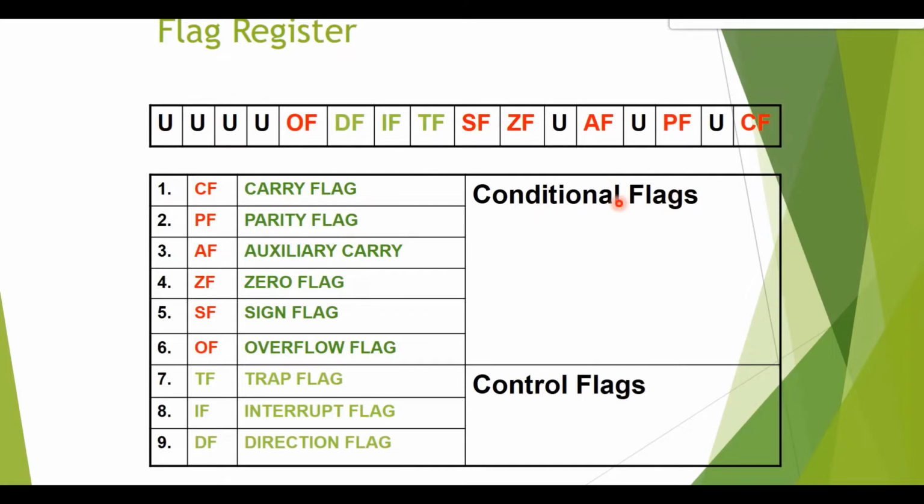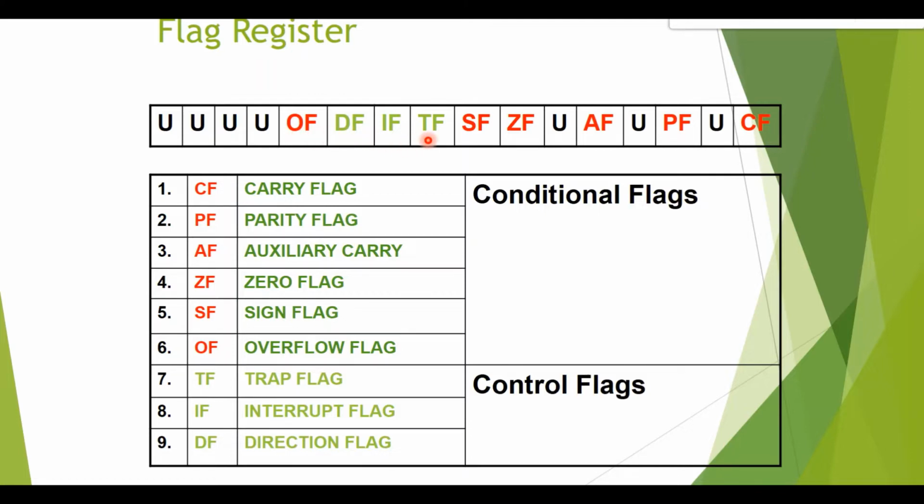So in the conditional flags we have a total of 6 flags: the carry flag, parity flag, auxiliary carry flag, zero flag and sign flag. These flags are the same as we have in the 8085 microprocessor. In this we have one more additional conditional flag, the overflow flag. Then we have the 3 control flags: the trap flag, interrupt flag and direction flag. So this is ODIT.